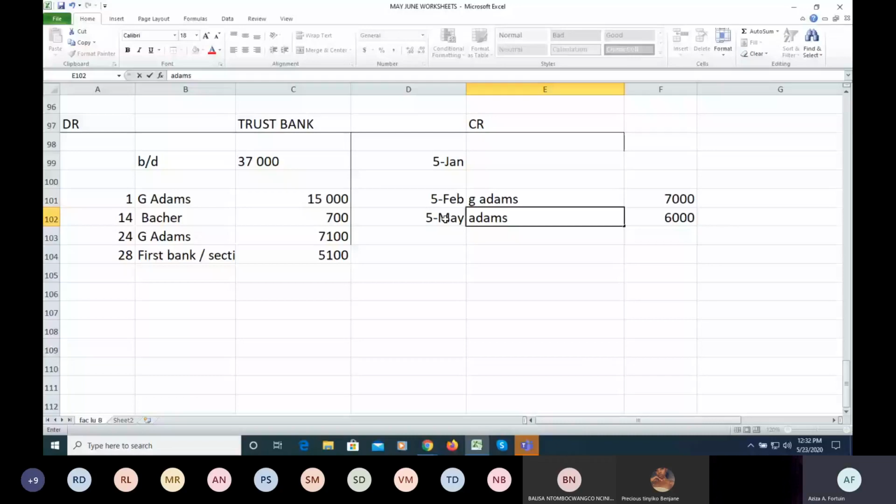On the next day, Candace decided to invest 10,000 of the trust money in the trust bank account, not needed for immediate use, in a special savings account at First Bank. So the 10,000 rand is what we have to remove from our trust bank. Let's put it here, First Bank.